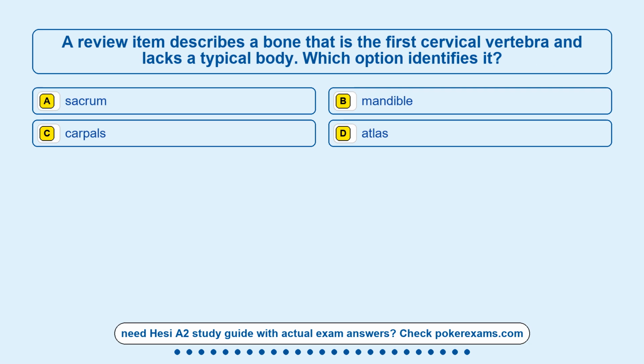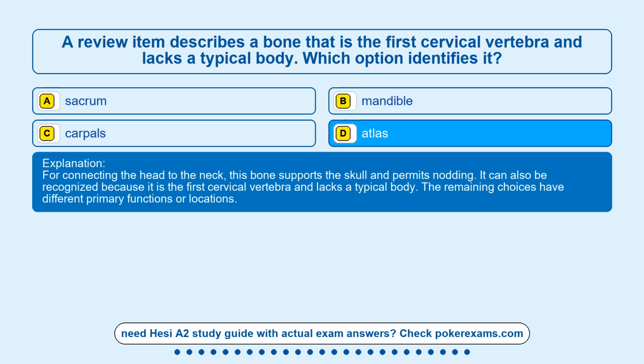Question 23. A review item describes a bone that is the first cervical vertebra and lacks a typical body. Which option identifies it? Option A, sacrum. Option B, mandible. Option C, carpals. Option D, atlas. The correct answer is option D, atlas.